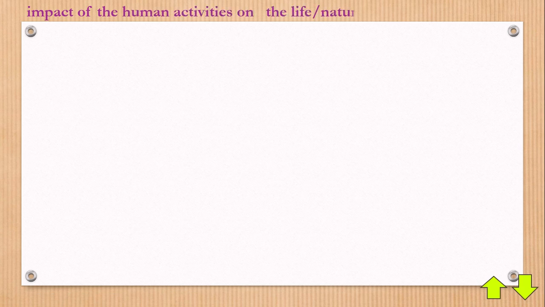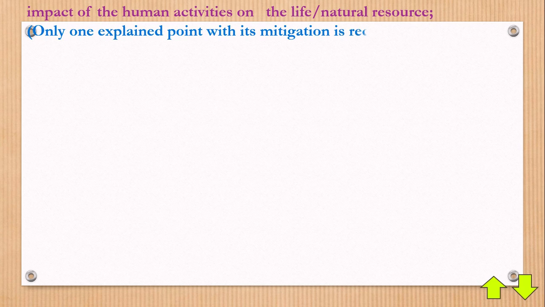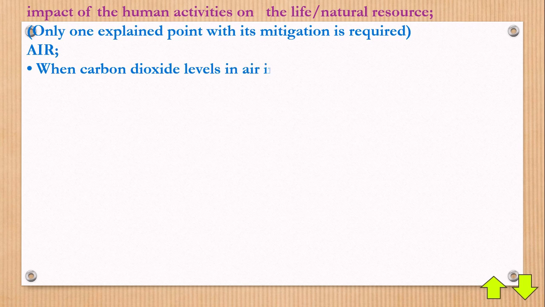Now we are going to see the impacts or side effects of the human activities. We must talk about the impacts. In your write-up, you must tell them, don't you think there are some dangers associated with the things they do? Now, in the bracket, we're trying to clarify for you that you must give only one explained point with its mitigation. One may want to write a lot, but we say you must give 1 or 2, depending on the time.